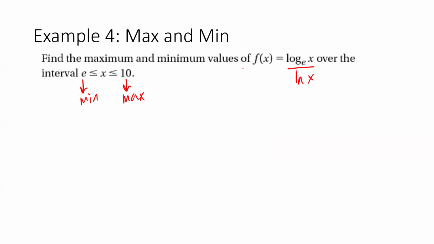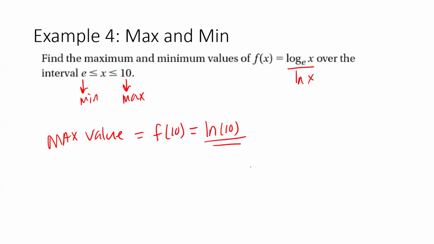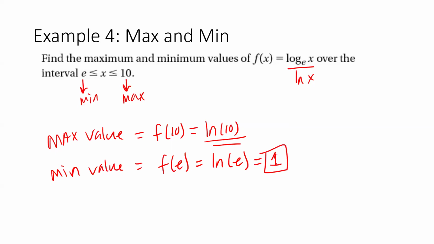So if I'm going to find the max and min value, I'm going to plug these in to identify. So my max value equals f of 10. F of 10 is the natural log of 10. That's my exact max value. My min value is going to equal f of e, which is natural log of e. Does anyone remember what the natural log of e is? 1. Good job.